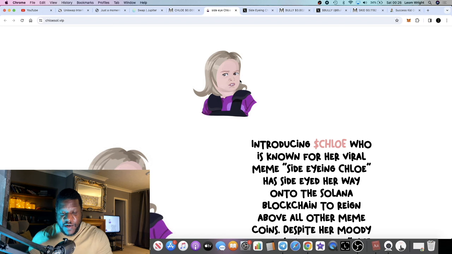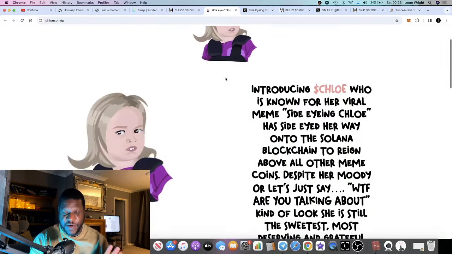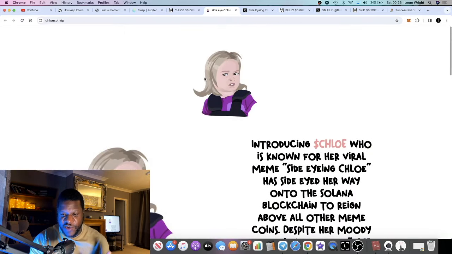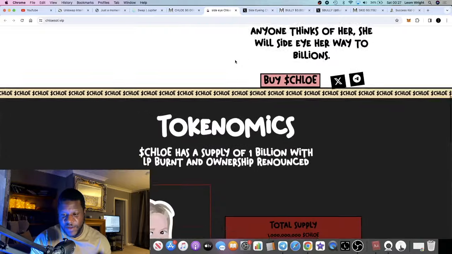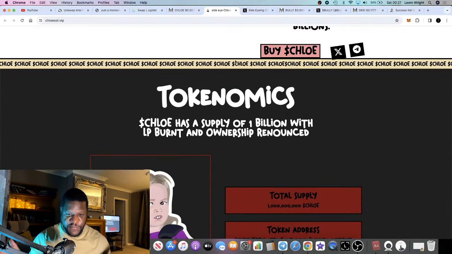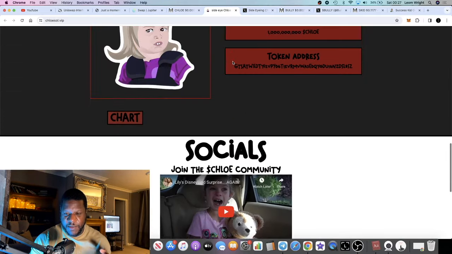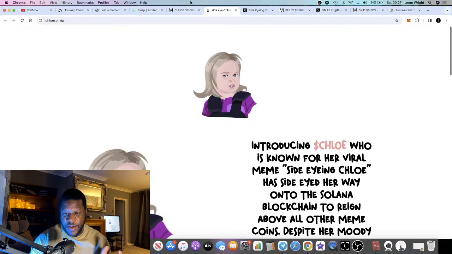There's nothing like this on Ethereum. There's no Ethereum version of this. There's no Avalanche version of this. This, as far as I'm aware, is the only version of this particular meme for crypto, guys, unless there is one that's been launched before that nobody's heard of. So that's basically why I'm highlighting this particular meme coin.